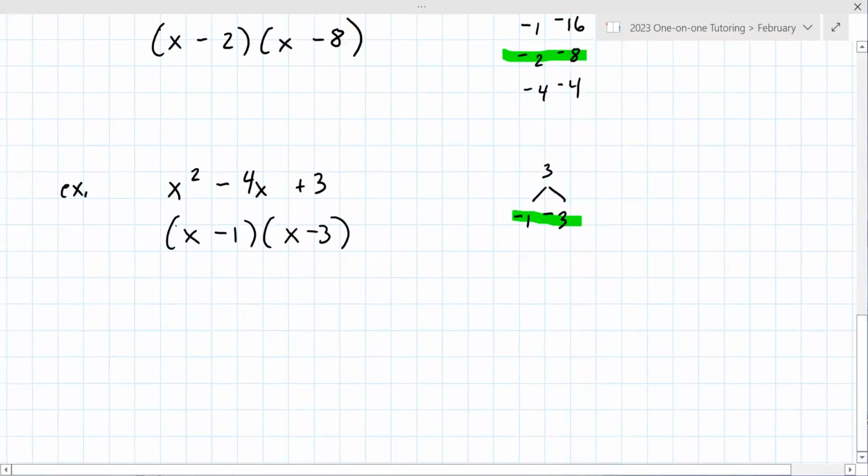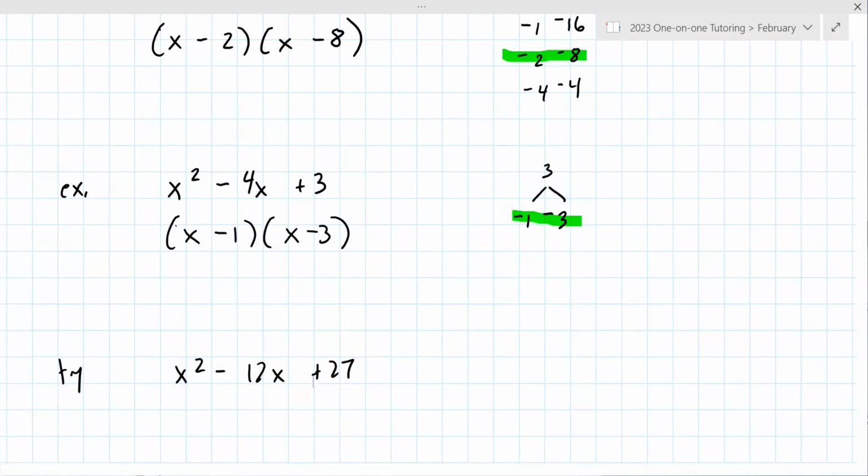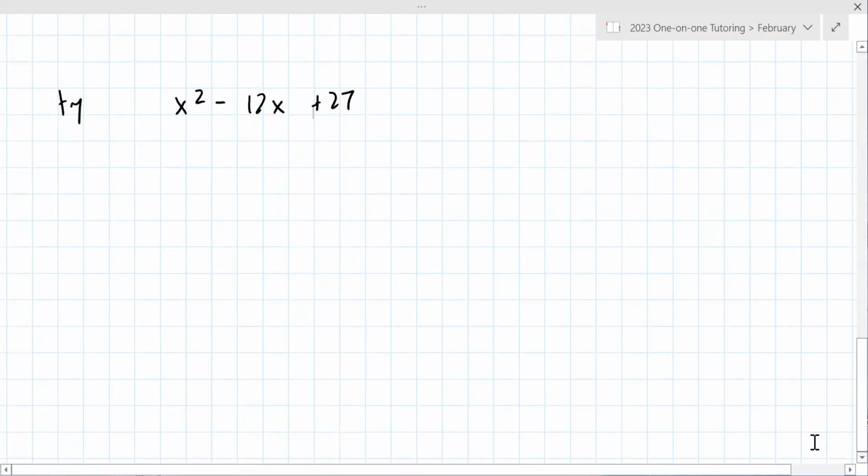So now let's have you try and I'll give you a few more options here. X squared minus 12x plus 27. I'd like you to try this one for us, please, and see what you come up with for that.